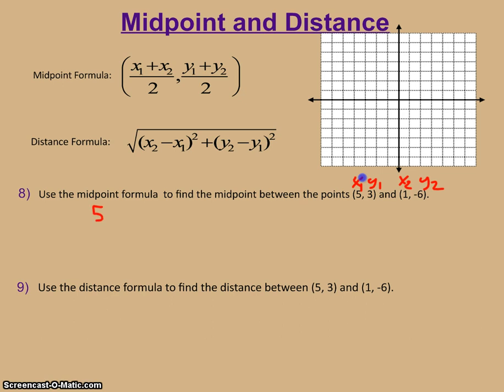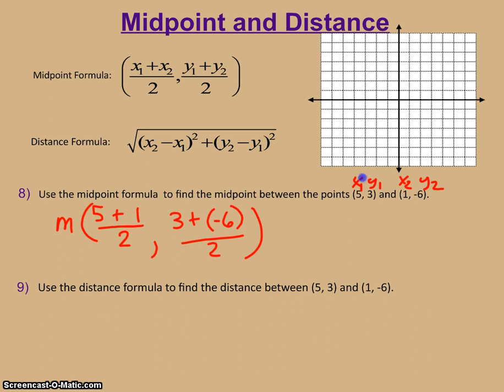So our x1 is 5 plus our x2, which is 1. We're going to divide that whole thing by 2. And then we're going to do our y1 plus our y2 and divide that by 2. Put that in parentheses and we're going to put the m in front. Now we just need to simplify what we have.